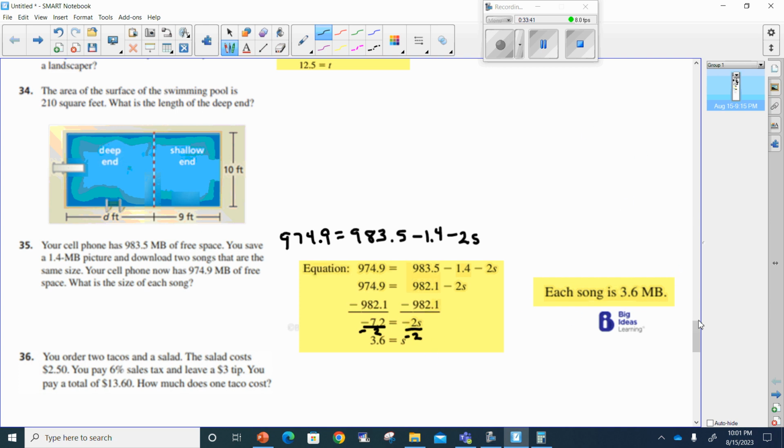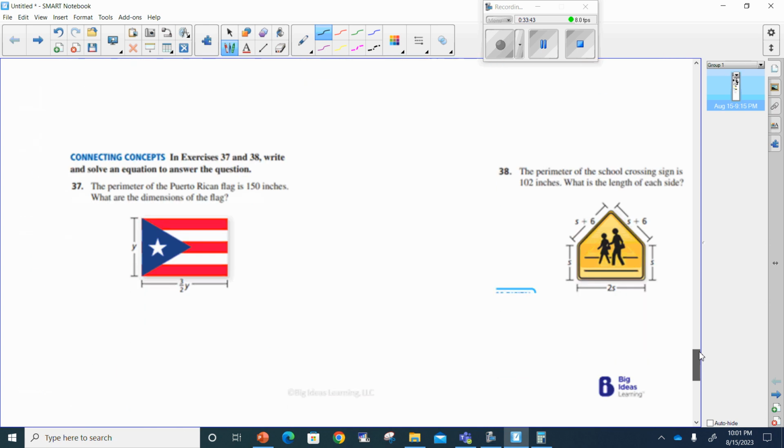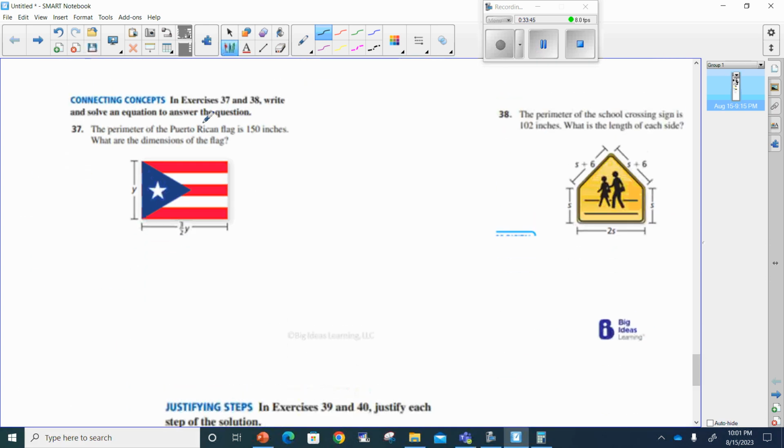All right, we're moving on to number 37. Look at this, my own flag. The perimeter of the Puerto Rico flag is 150 inches. That means all the way around it is 150 inches. What are the dimensions of the flag? Well, remember, if this is y, then this is y. And if this is 3 over 2y, then up here is 3 over 2y.